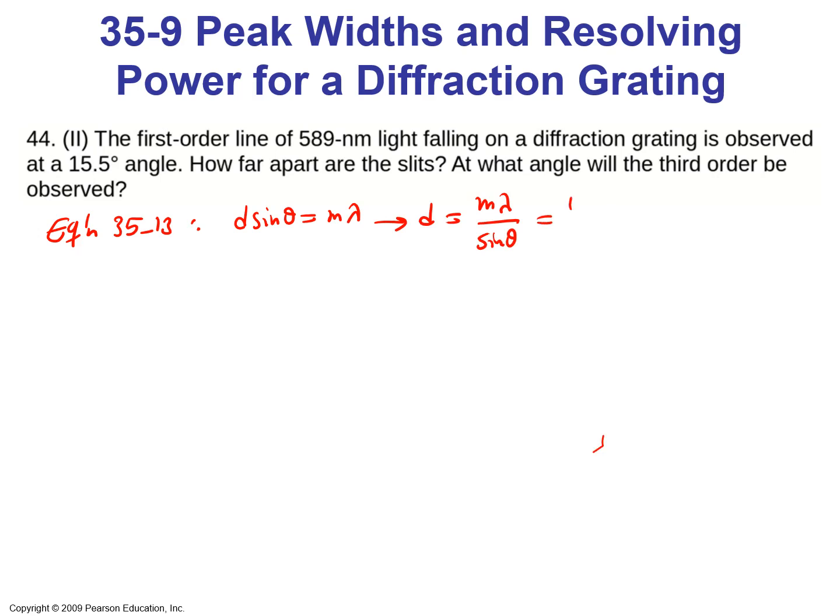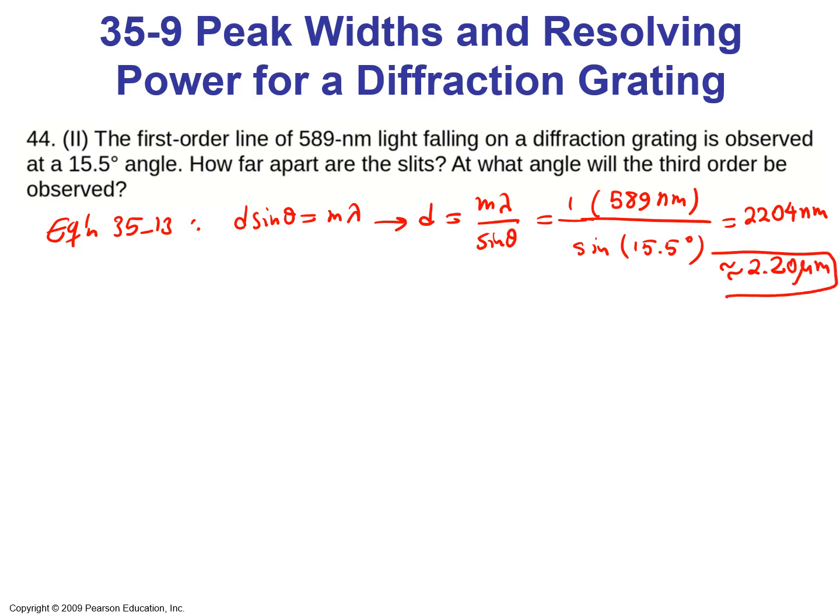We have the first order, 1 for m. The wavelength is 589 nanometer, and we have sine of 15.5 degrees. That results in 2204 nanometer, which is almost 2.2 micrometer.